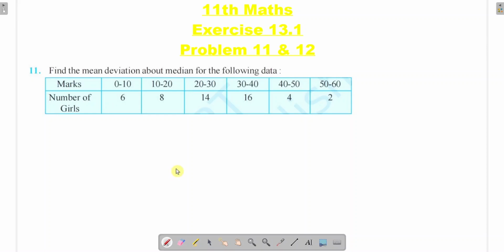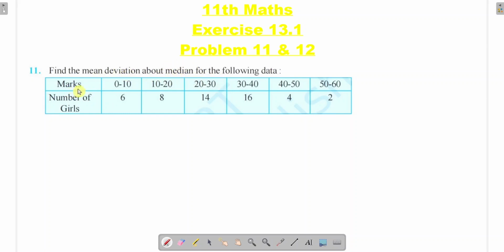In this video we will solve problems 11 and 12 of exercise 13.1 of 11th class maths. The 11th problem is: find the mean deviation about the median for the following data. Okay, so we have to find the mean deviation about the median here.